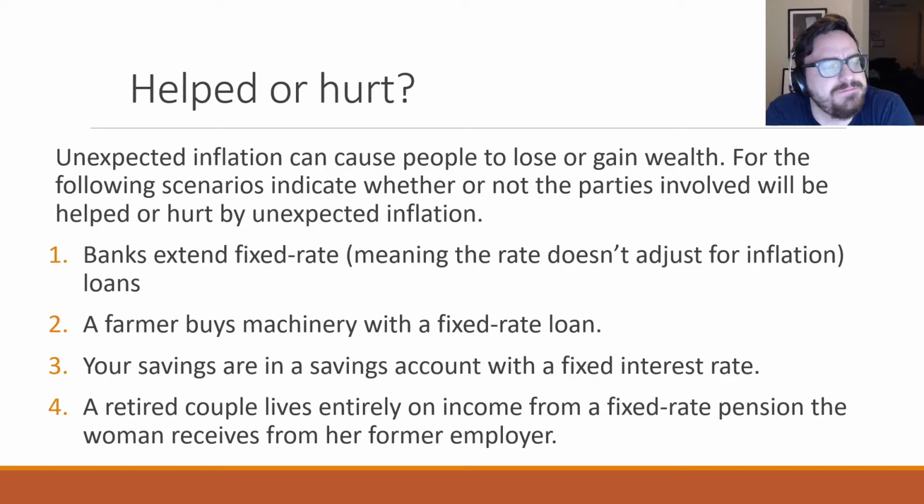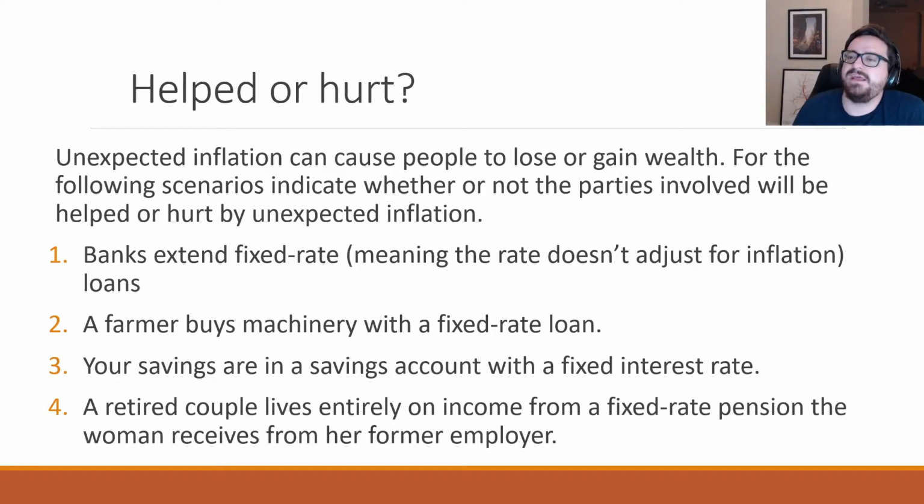Okay, so for number one, it says banks extend fixed rate loans, meaning banks are giving out these loans where there's a fixed interest rate involved. Why does that matter? Why it matters is when you take out a loan for buying a home, buying a car, something like that, you then use that money to buy that product. And then you pay back that loan plus interest over time, right? You end up paying back more than what you spent. That's the idea of a loan, okay?